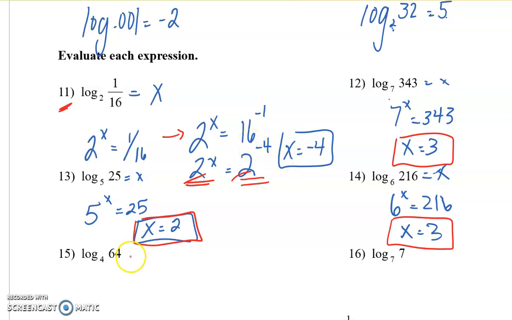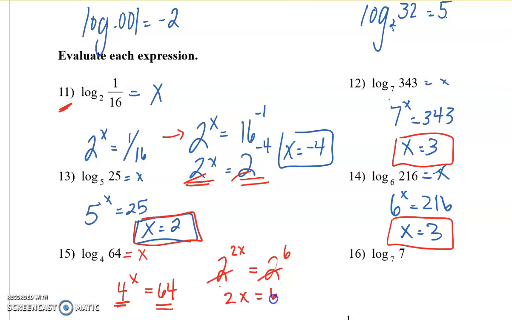Let's look at this number 15. It's a little similar. 4 to what power is 64? Now, if you know that, fine. If you don't know that, and I go back to my index card, 4 is not on there because 4 is really 2 squared. So I'm going to change this to 2 to the 2x, and then I'm going to change 64 to 2 to the 6. Now I know they're both in the family of 2's. 2's are going to cancel. 2x equals 6, and x is 3. So that's how I'm going to do that one.